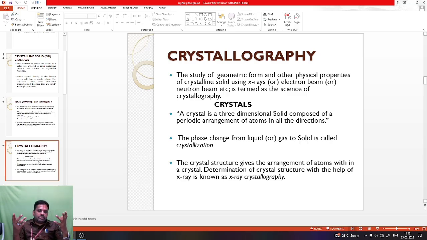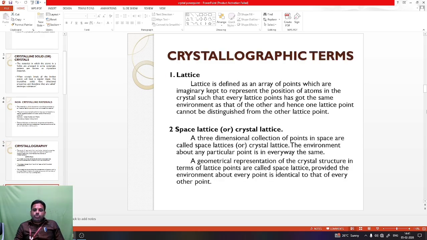So what do you mean by crystal? The crystal is a three-dimensional solid material in which the atoms or molecules are arranged in a periodic manner in all three directions. That is called a crystal, and crystallization is the process of making the crystal, and analyzing the crystal structure by using X-rays is called X-ray crystallography. So what are the terms used in crystallography? There are so many terms.